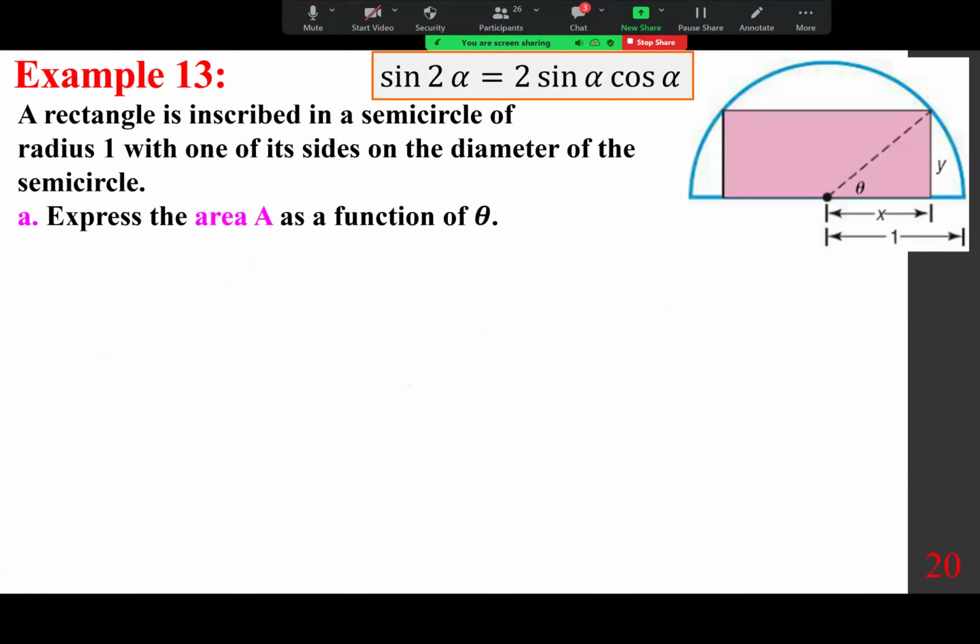All right, we are going to move on. And now a rectangle is inscribed in a semicircle of radius 1. Semicircle, radius 1, with one of its sides on the diameter of the semicircle. Express the area as a function of theta.